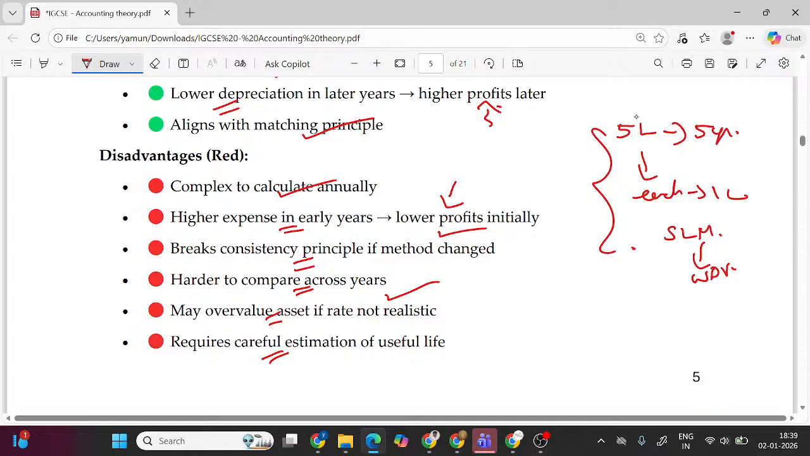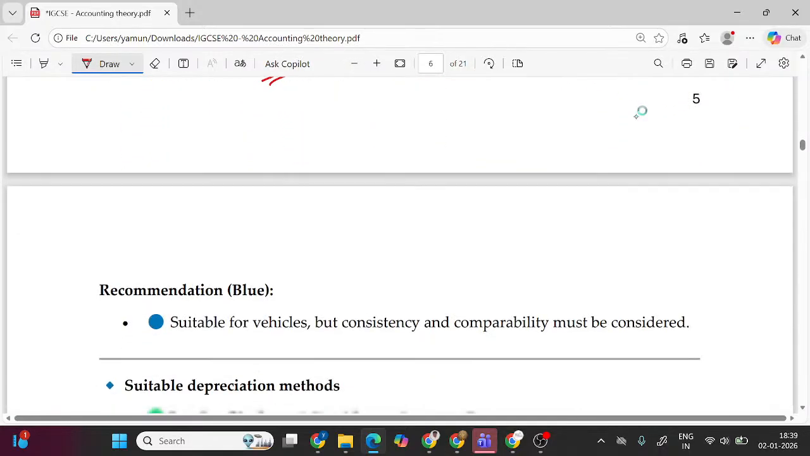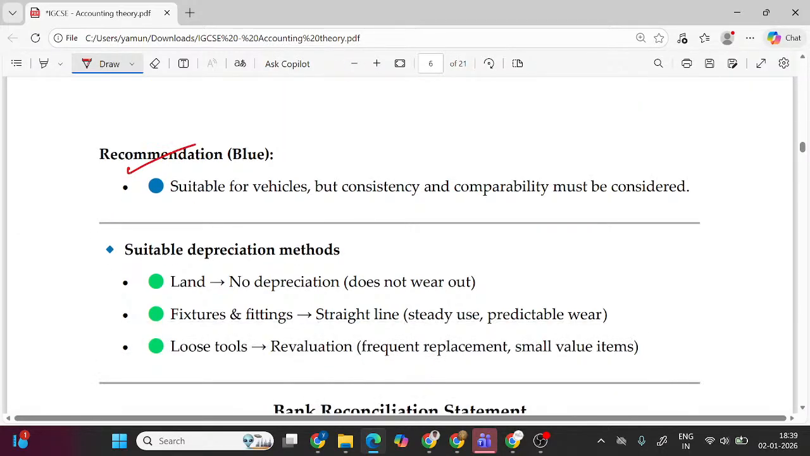Requires careful estimation of useful life. You thought this will work for 5 years, and after using 2 or 2.5 years, the machine has gone, within 3 years itself. Which means what? Your complete calculation has gone wrong. Okay. Recommendation: suitable for vehicles, but consistency and comparability must be considered.